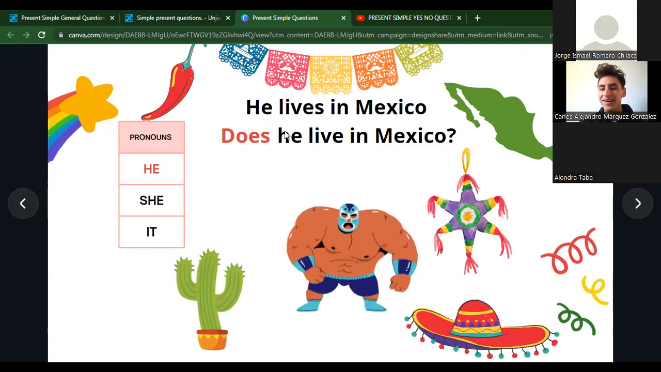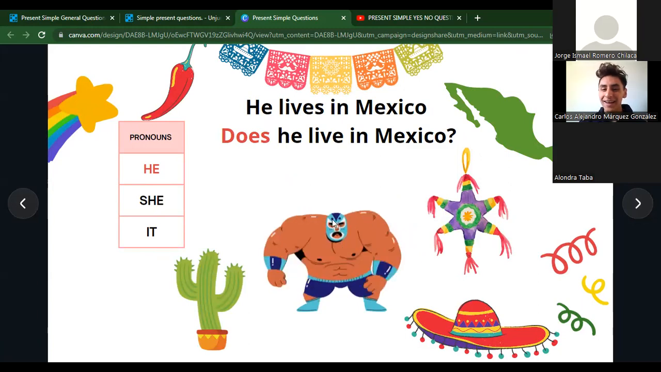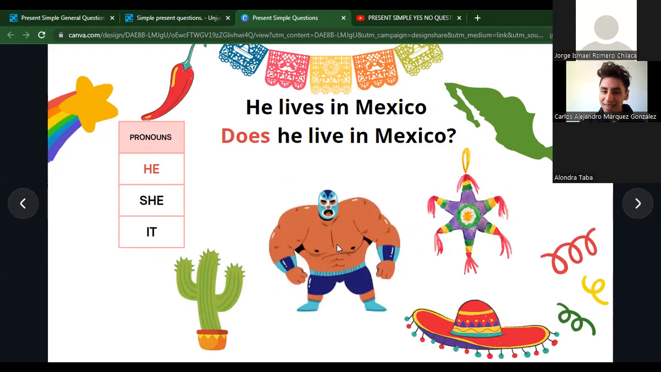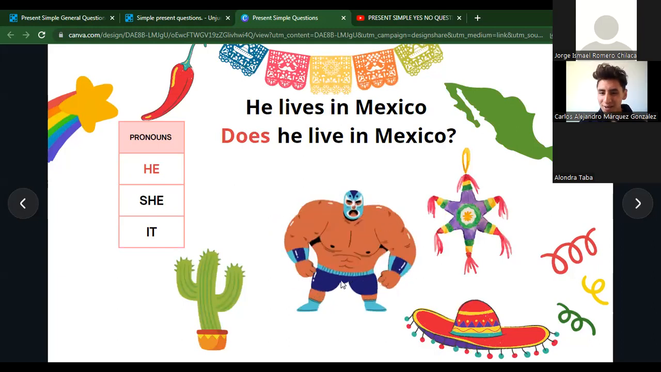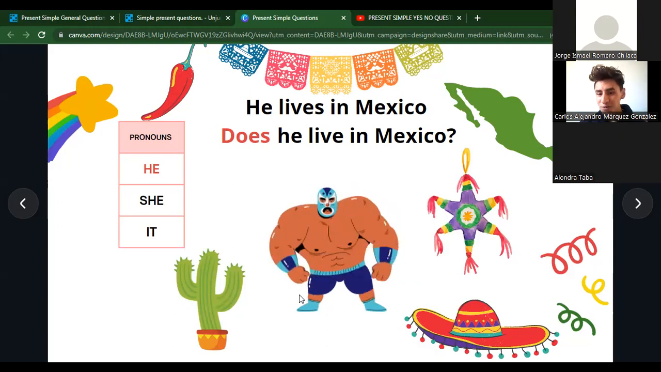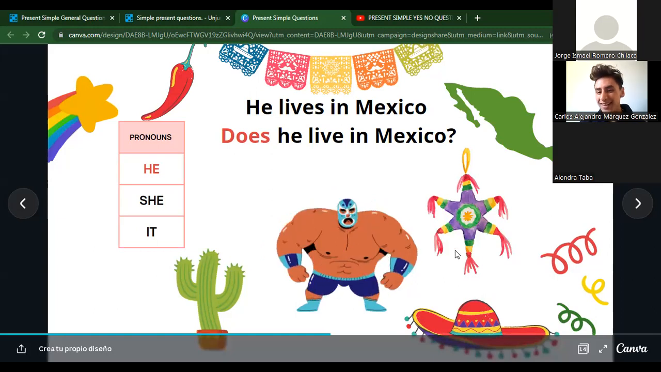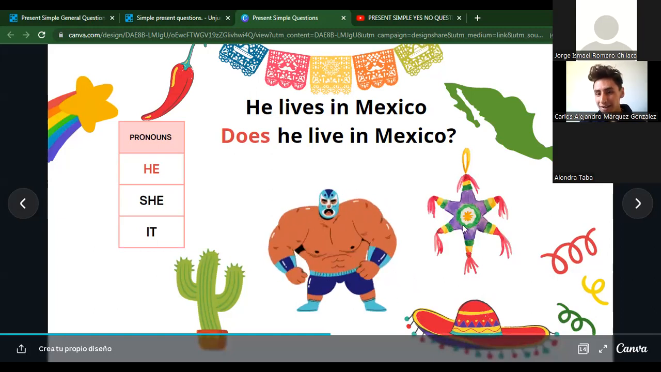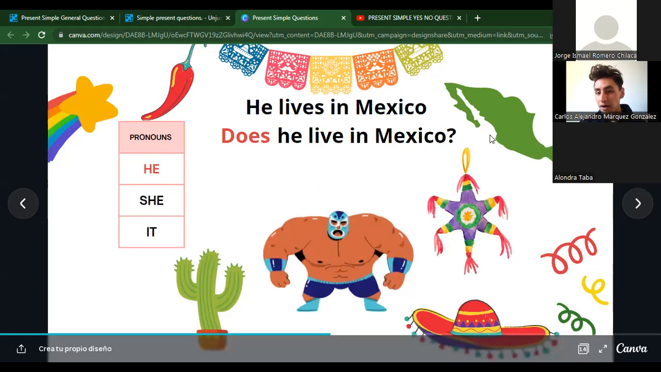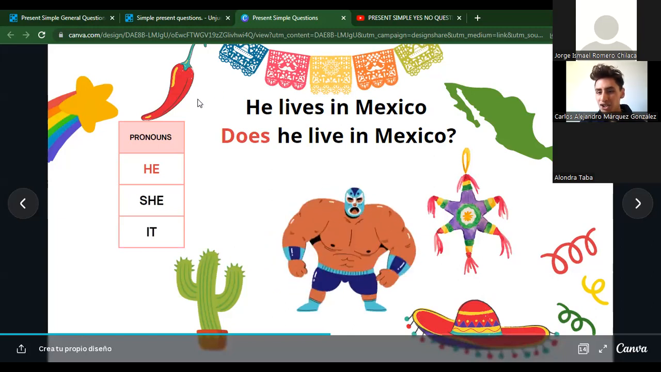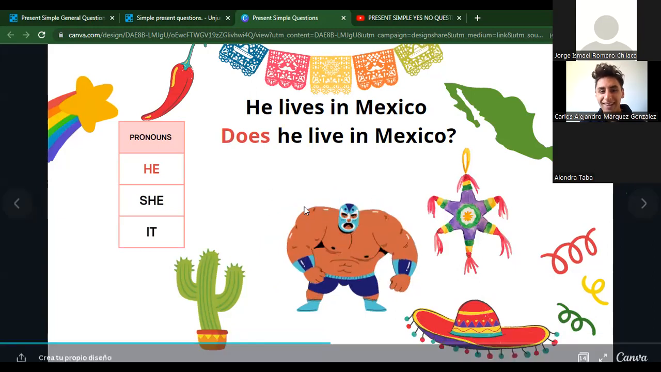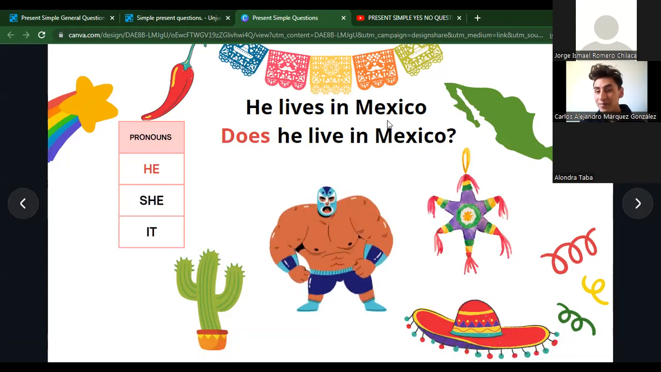Él vive en México. And here we have some pictures de lucha libre. Acá tenemos un luchador, a fighter, cactus, a hat, a Mexican traditional hat, okay, a piñata, okay, the Mexican territory, some Mexican ornaments, Mexican chili pepper, okay. He lives in Mexico, él vive en México.